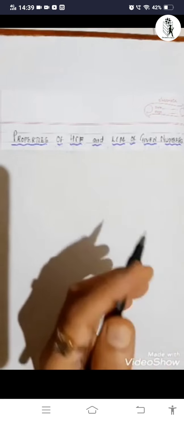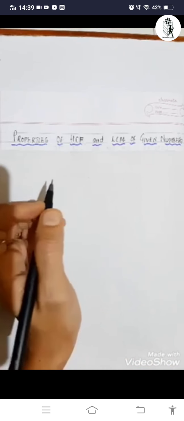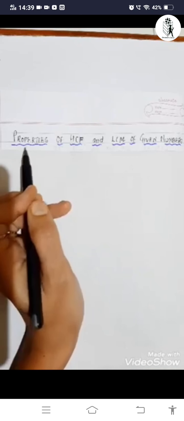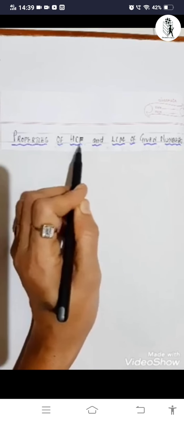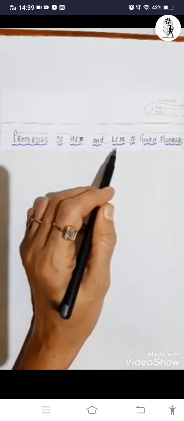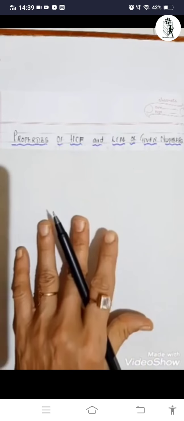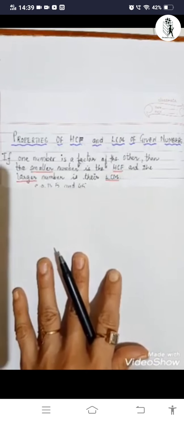So first we begin with properties of HCF and LCM of given numbers. In the previous chapters, just as we had properties of whole numbers, we have learned the properties of integers. So we are also going to deal with properties of HCF and LCM in this session. Let's start with the first property.